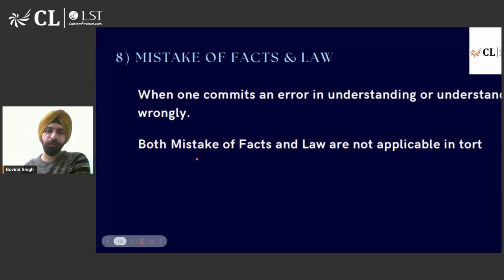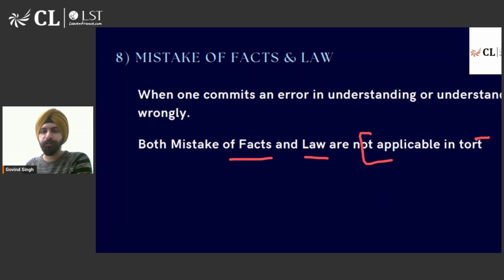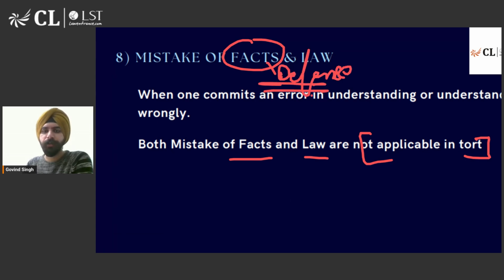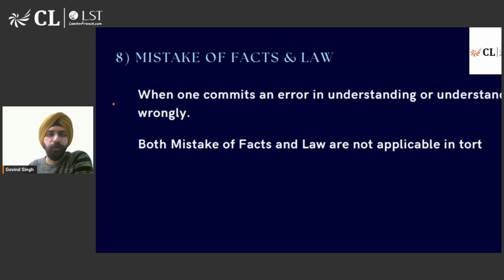Okay. One more, this is not a defense, this is more of an exception or a thing which you should know: mistake of fact or mistake of law are not valid defenses in tort. In some other laws, let's say contract law, mistake of fact is a defense. You can say that you did not know the correct facts and that is why you are not party to this contract. But in law of torts, mistake of fact is irrelevant, that you did not know the fact or that something was unintentional on your part. Intention does not matter in law of torts.